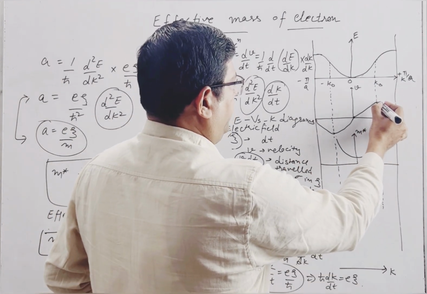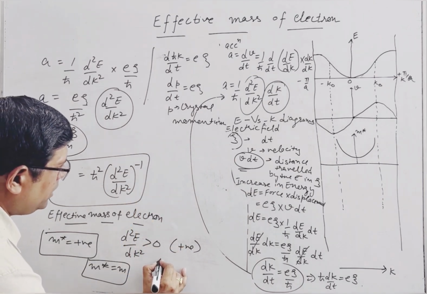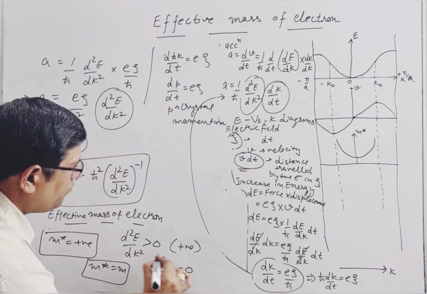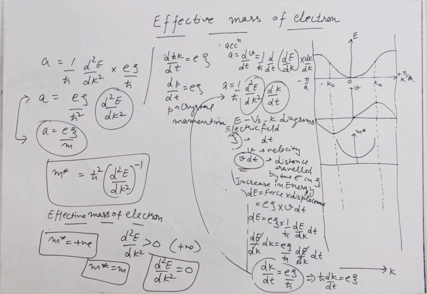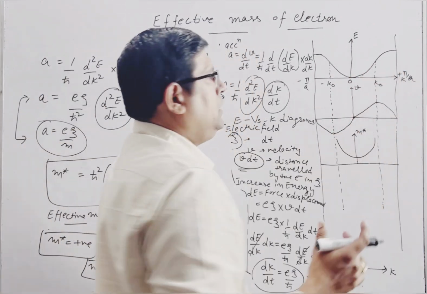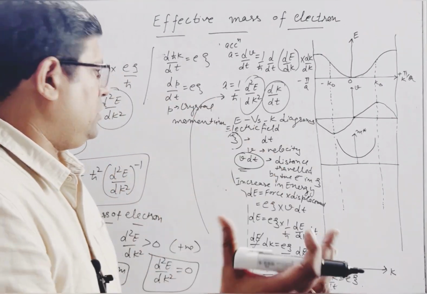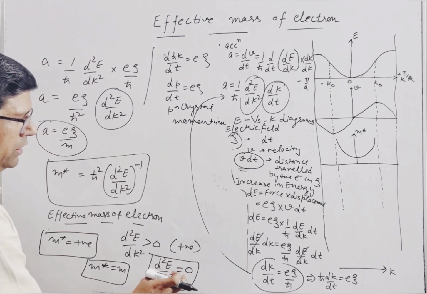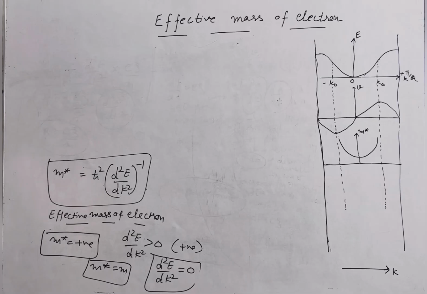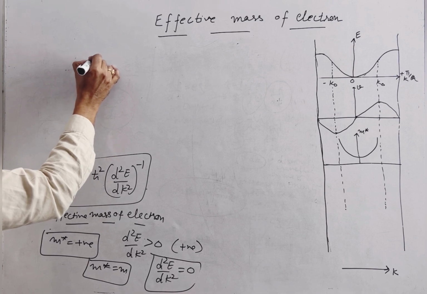Now at the point of inflection, d2E upon dk square will be 0, because at this point the shape, or the nature of the curve, is changing. So here the curvature will be 0. If the curvature is 0, then from this relation, it means this m star is infinite.